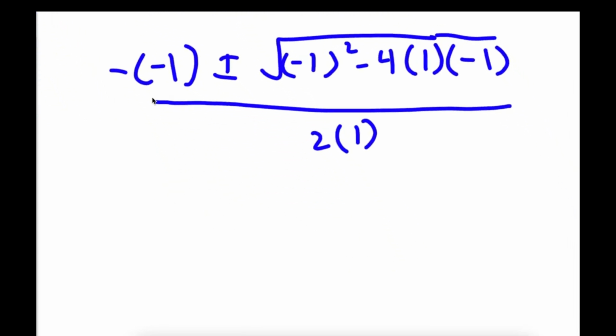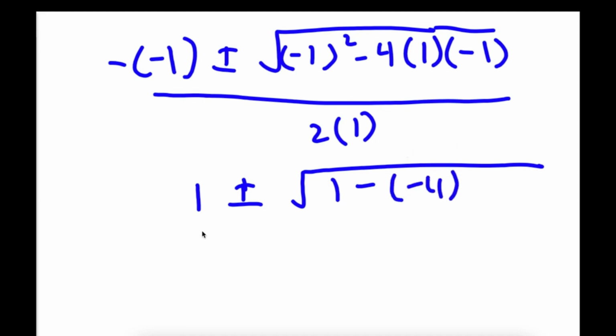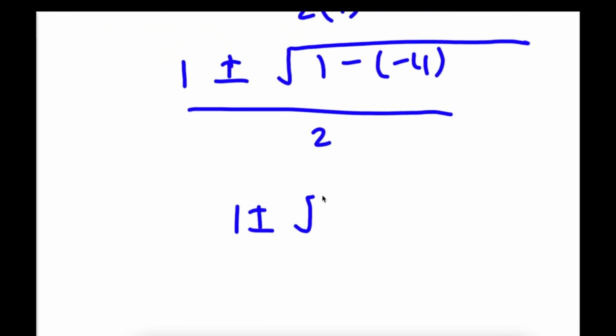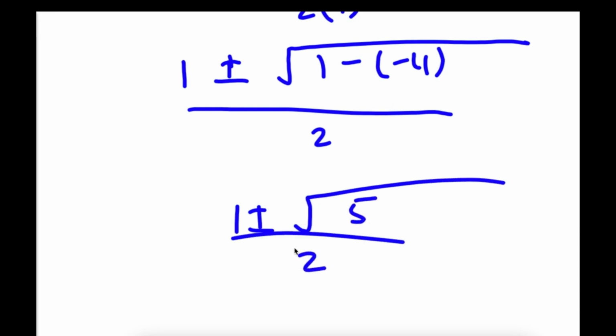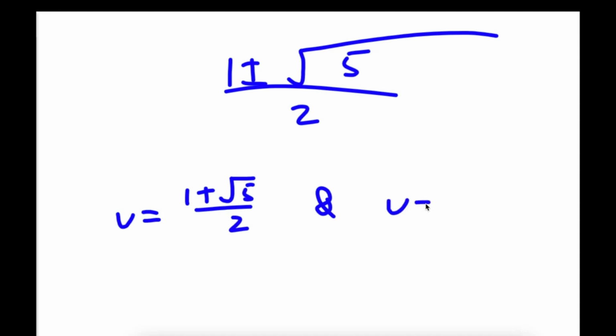Now if we simplify this, negative negative 1 is positive 1, plus or minus the square root of negative 1 squared, which is 1, minus 4 times 1 times negative 1, which is negative 4, all over 2 times 1, which is 2. This is equal to 1 plus or minus the square root of 1 plus 4, which is 5, over 2. So this gives me two solutions: u is equal to (1 plus the square root of 5) over 2, and u is equal to (1 minus the square root of 5) over 2.